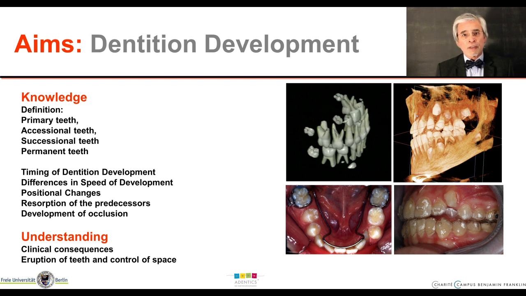We go on then in detail about the time sequence in development of the dentition, and on the way to the fully developed occlusion, there are differences in the speed of development of each tooth. The teeth change their positions, and at the same time, they do resorb their deciduous predecessors. As clinical consequence, we have to take care of the eruption processes, of space control for eruption, and we also ask ourselves, how do teeth erupt at all?